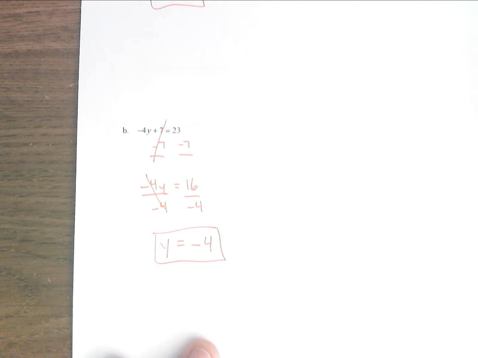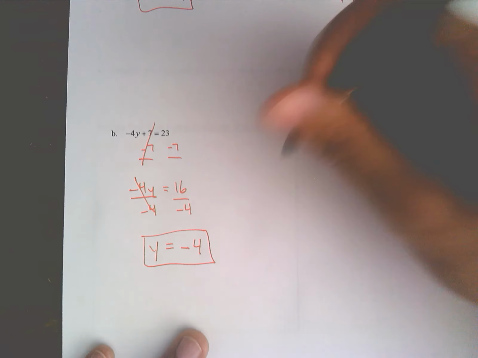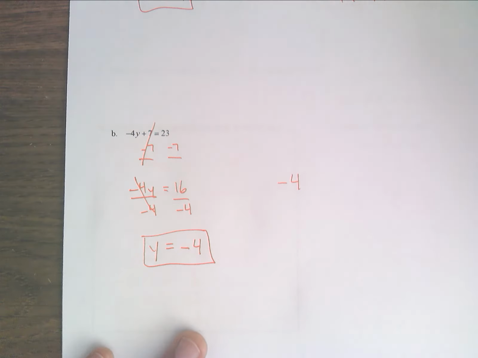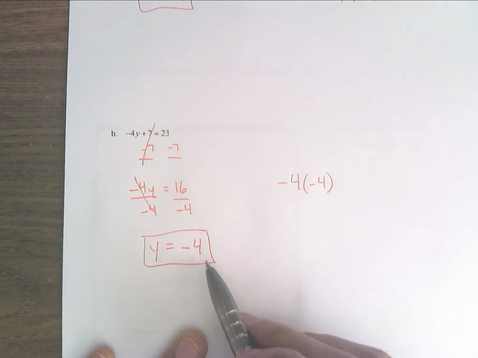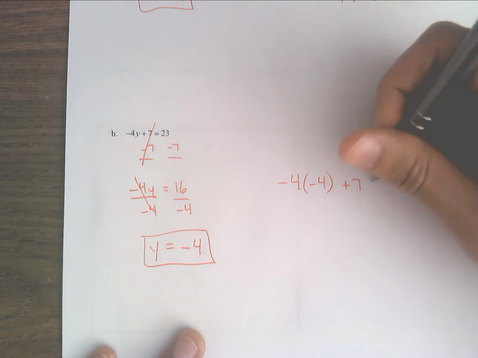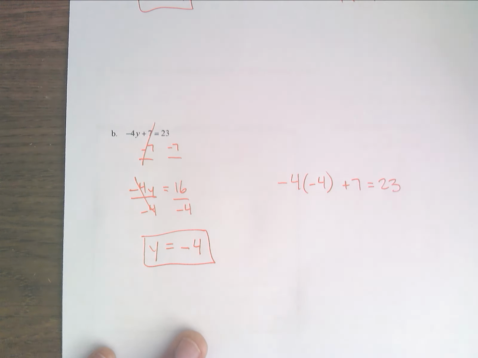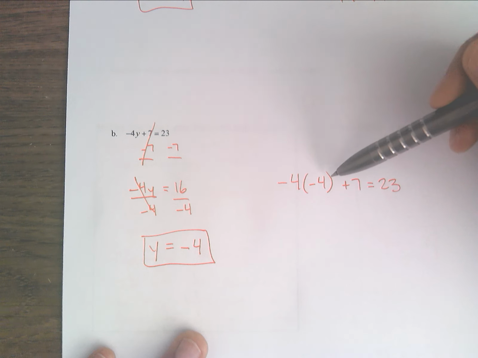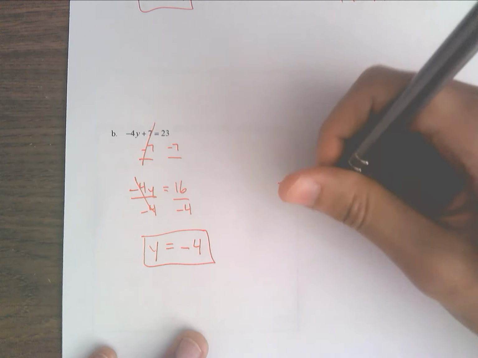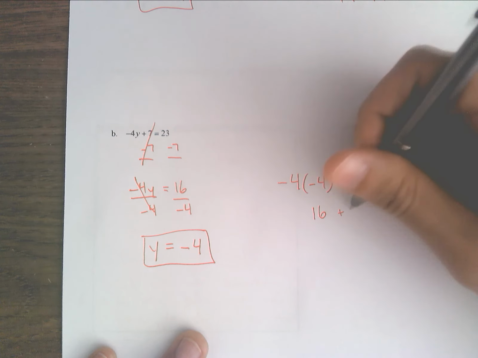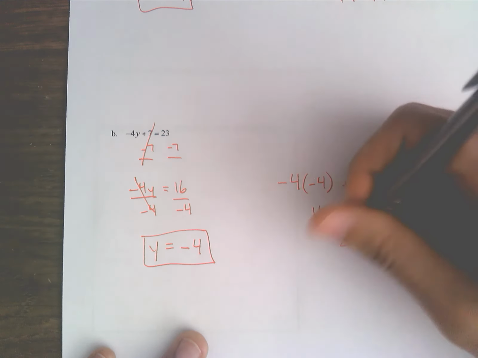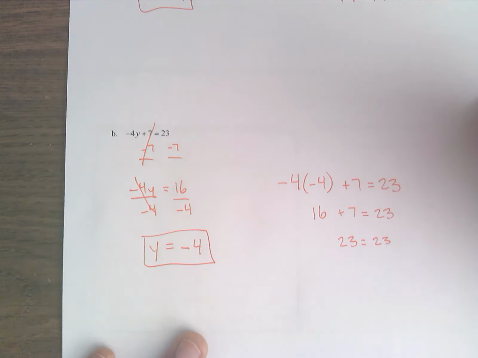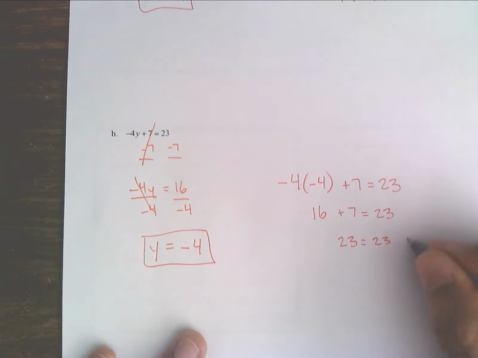So let's check and see if we got that right. Plugging it into our original equation, we have negative 4 times y, or times negative 4, right? We're substituting in from our solution, plus 7 equals 23. Negative 4 times negative 4, that's a negative times a negative, which is a positive, and then 4 times 4 is 16. So we have positive 16 plus 7 equals 23. I'm just bringing that down. 16 plus 7 is 23. Bring the rest down, equals 23. And 23 does equal 23, so we did that correctly.